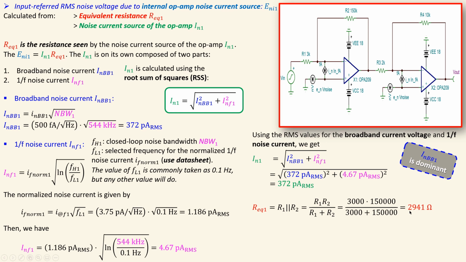That is this, and it will be approximately 2,941 ohms. Now we have the necessary elements. Using Ohm's law, as we discussed here, just substitute the values, and you will get 1.10 microvolts RMS for this input referred RMS noise voltage due to the noise current source of the op-amp. So we have the second one actually for this first stage.